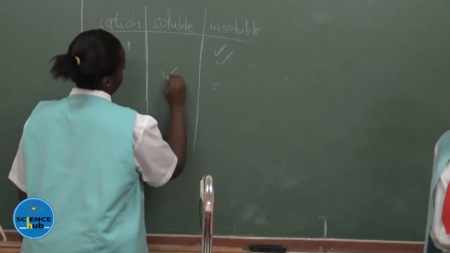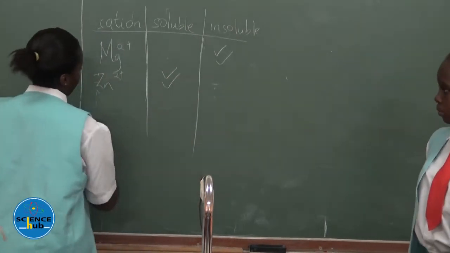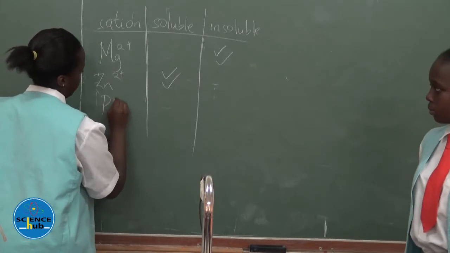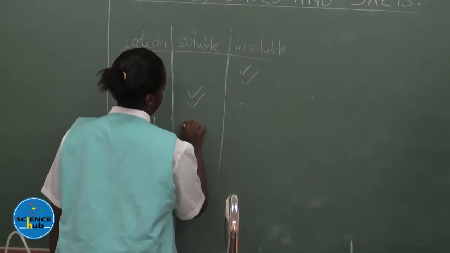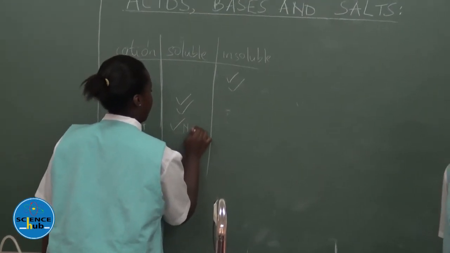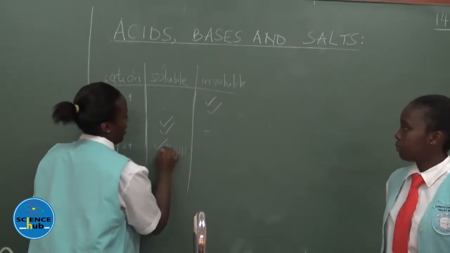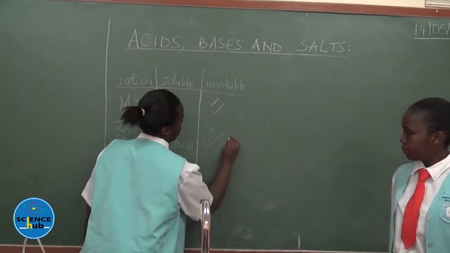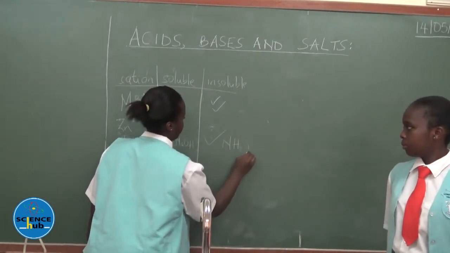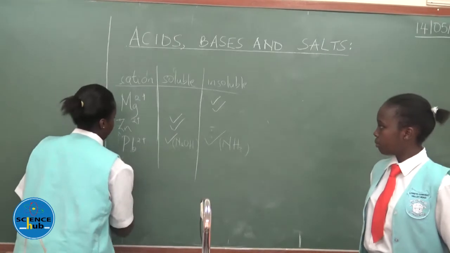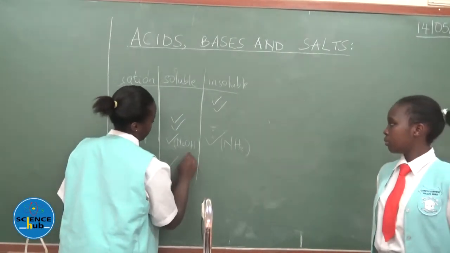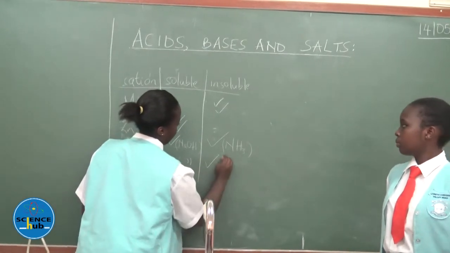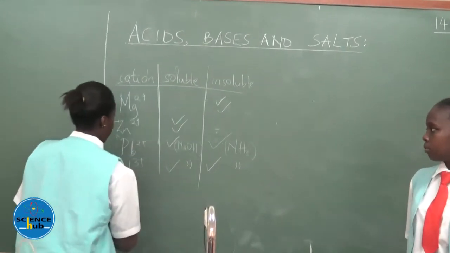which was soluble in both of them. Then we got to lead, which is soluble with sodium hydroxide and insoluble with ammonium solution. Then we go to aluminium, which is 3+, so soluble in the same sodium hydroxide and insoluble in ammonium hydroxide.